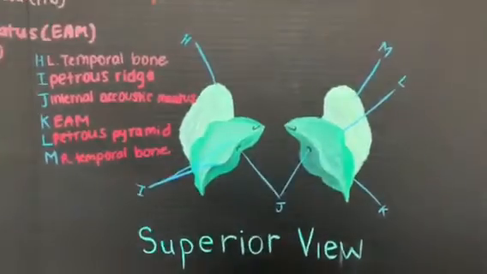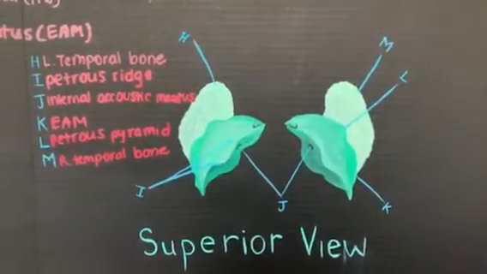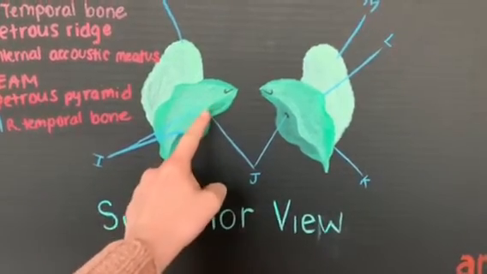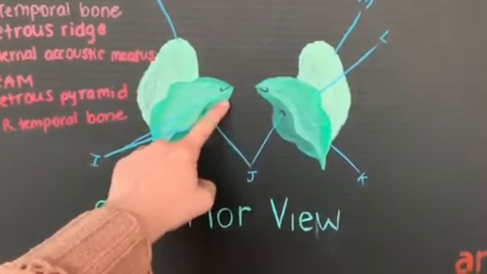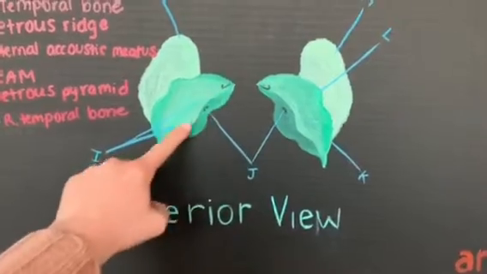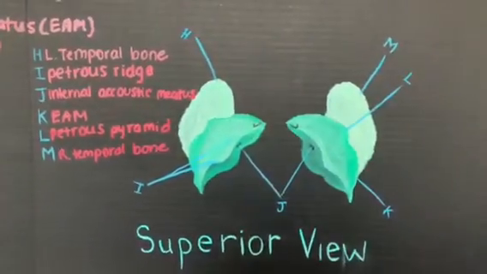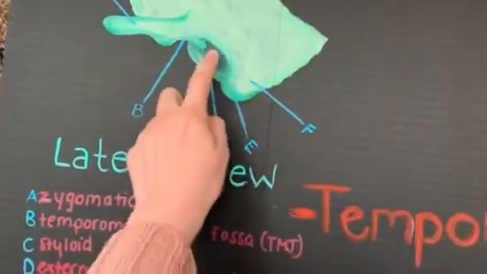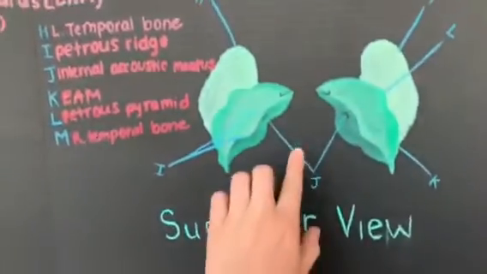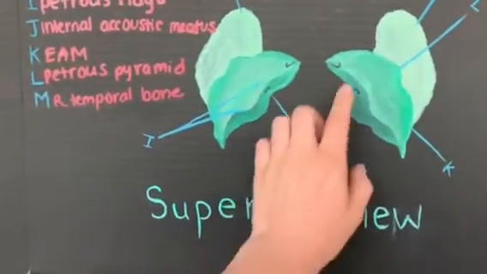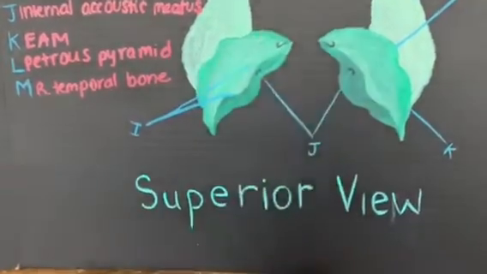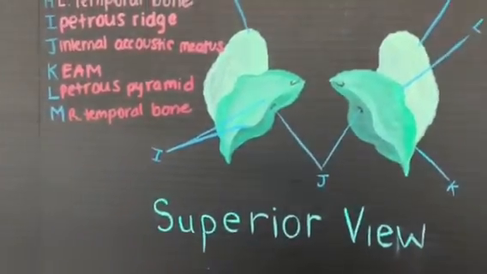Okay. So I is the petrous ridge. So if you look here, it kind of signifies a ridge. I think of ridges like a valley or a river. That might help you. And then we have J, the actual internal acoustic meatus. So up here we had the external acoustic meatus, and now we have the internal, because if you think about it, this is the inside of that bone. So this is further into your skull where your ear canal really starts to be in there.